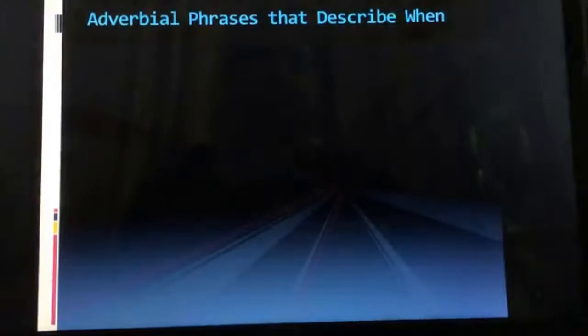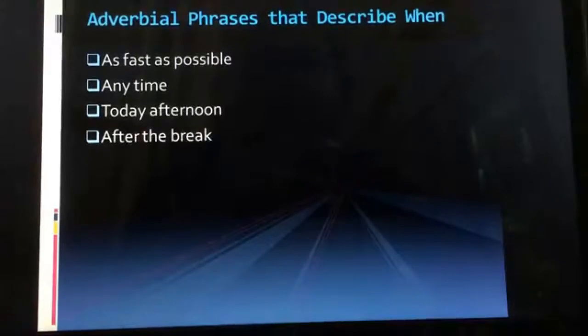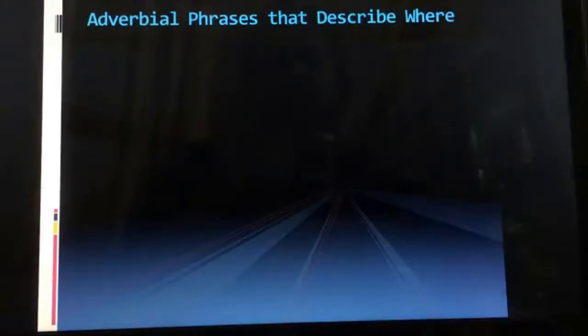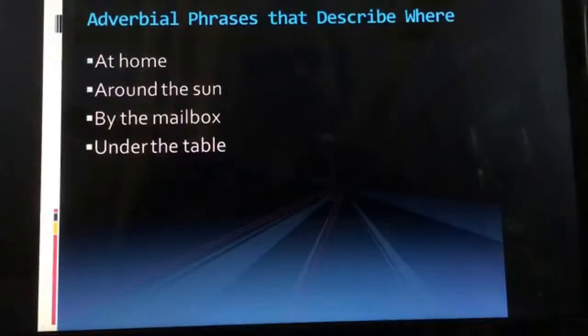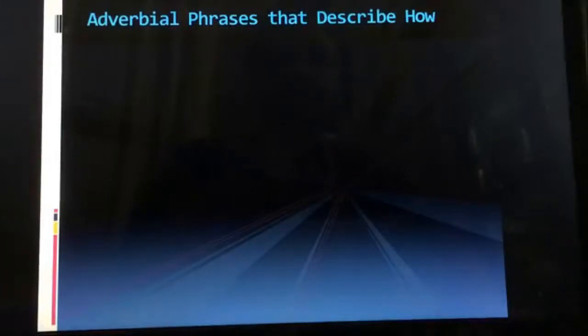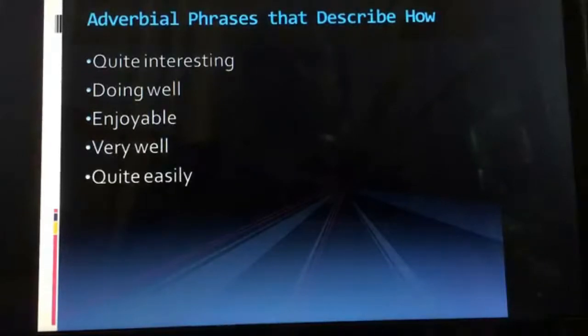Let's see some of the questions which are answered by adverbial phrases. Adverb phrases that describe when. Some examples: as fast as possible, anytime, this afternoon, after the break, before midnight. Now we'll see adverb phrases that describe where. Some examples: at home, around the sun, by the mailbox, under the table, right here. As you can see, they describe the location. Now see adverb phrases that describe how: quite interesting, doing well, enjoyable, very well, quite easily.